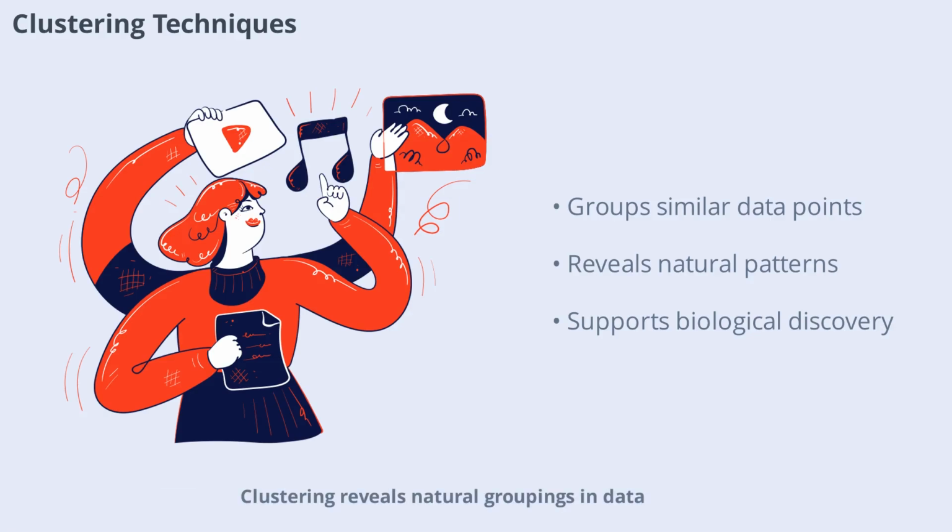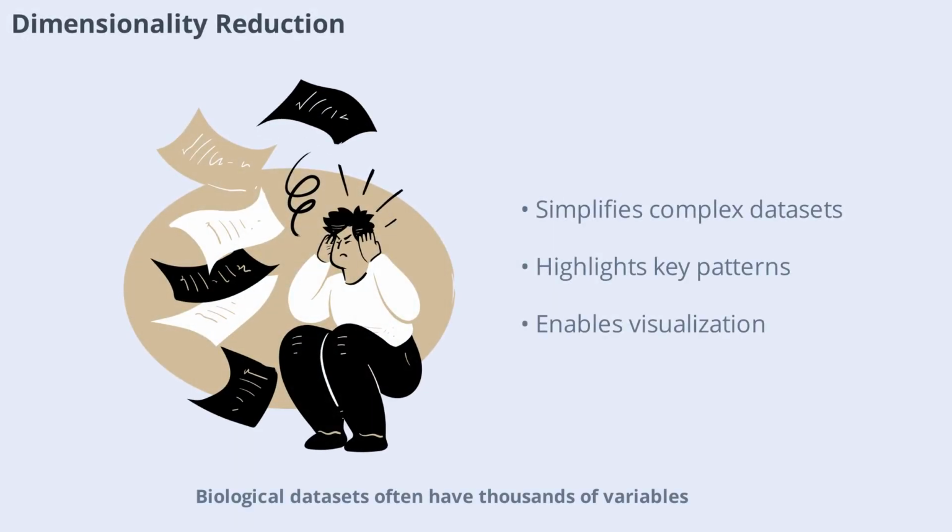Clustering reveals natural groupings in data, often leading to new biological insights. Next, we'll look at dimensionality reduction, which helps visualize and interpret high-dimensional biological data. Biological datasets often have thousands of variables, making analysis and visualization challenging.